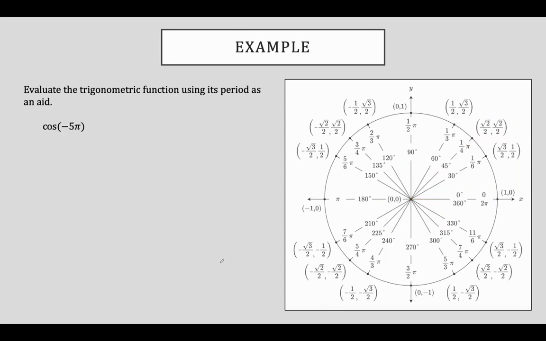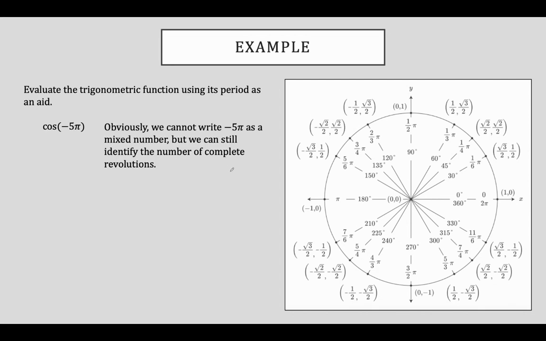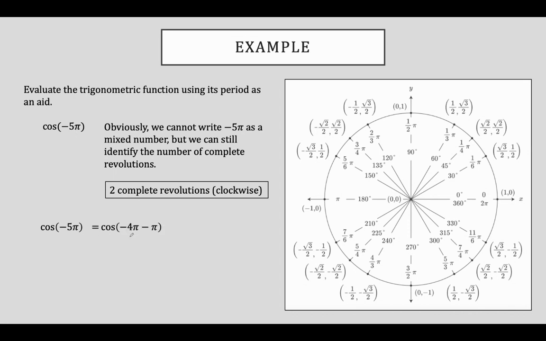Let's try another one. The cosine of negative 5 pi. Well, in this case, we cannot write negative 5 pi as a mixed number, but we can still identify the number of complete revolutions. How many complete revolutions are we going to be doing here? 2 complete revolutions in the clockwise direction, and then we are going to have to continue for another pi radians in the clockwise direction. In other words, we have negative 4 pi minus pi.